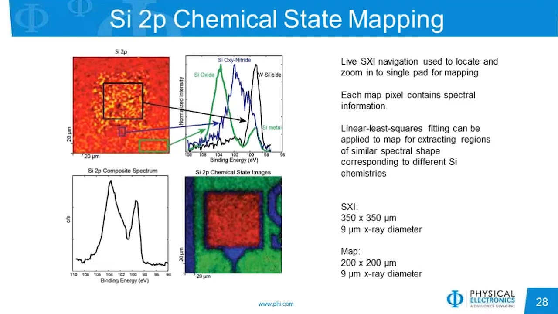We also have extracted spectra from the bottom right area, and that would have a peak position and shape of a silicon oxide. And then the area just below the pad has a peak position corresponding to a silicon oxynitride type material. And we can take each of those individual components and then overlay those into a silicon chemical state map to show chemical bonding states on the map as well. And again, this map area was determined based on our SXI.